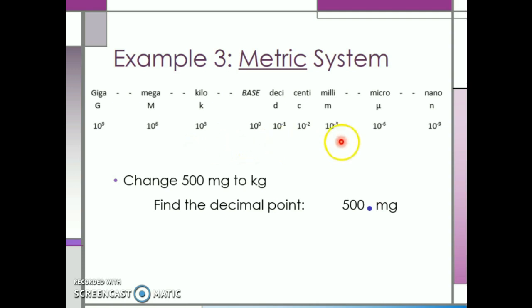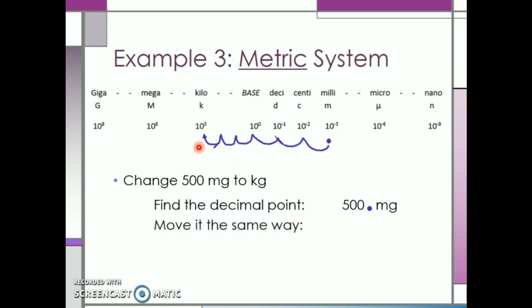Starting at milli, we have to move 1, 2, 3, 4, 5, 6 places to the left. Now we have to move the decimal point the same way, 6 places to the left. When we do that, we see that 500 milligrams is equal to 0.0005 kilograms, or 5/10,000ths of a kilogram.